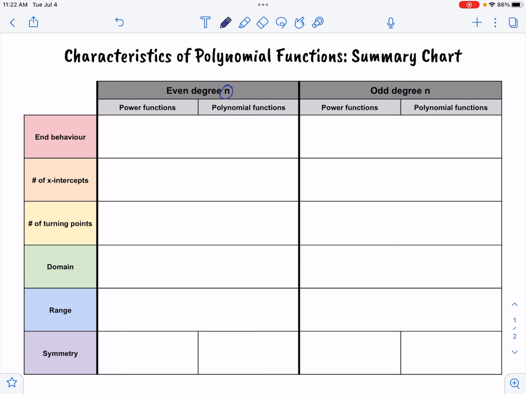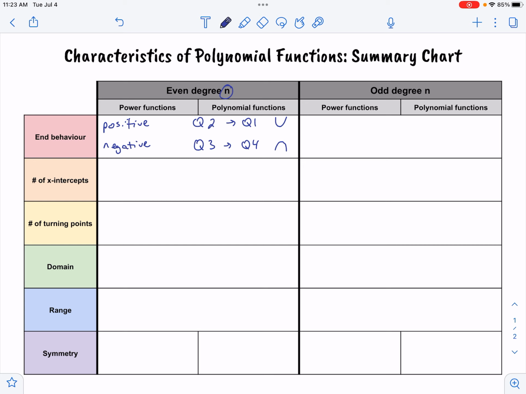First and foremost, the end behavior between power functions and polynomial functions is going to be the same. If you have a positive leading coefficient, that means that your polynomial is going to be headed from quadrant 2 to quadrant 1. So it is going to look something like this. Okay? If you have a negative leading coefficient, then you're going to be headed from quadrant 3 to quadrant 4. Something like that. You can always think of it as a parabola, just a more complex parabola.